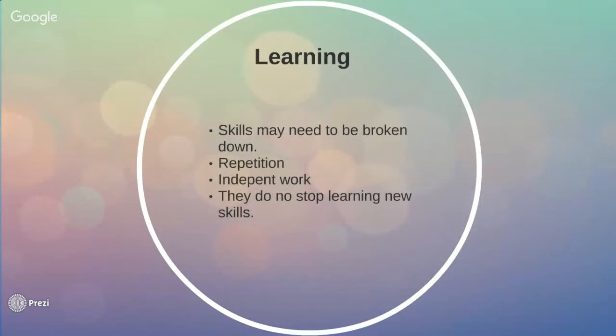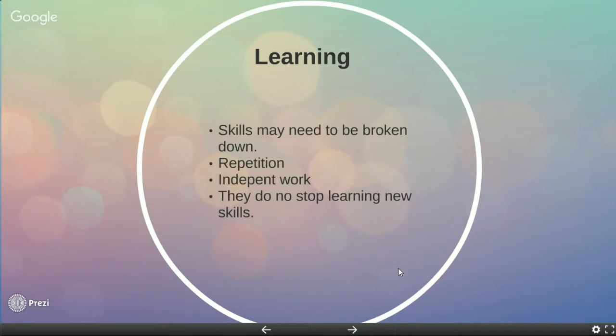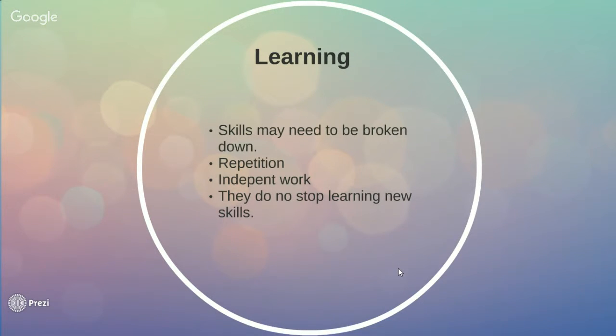Ways to help them learn would be to, anytime they learn a new skill, break it down into smaller steps that are easier for them to understand. You may have to keep repeating the process until they get it. They usually work best independently, and they never stop learning. If they're given the opportunity to continue learning, they will keep on learning.